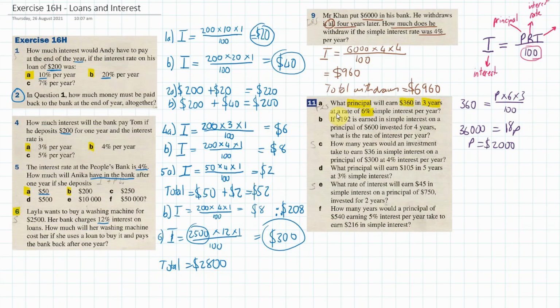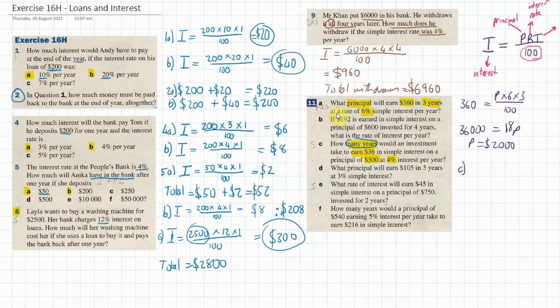Okay, so just be aware, you're not a monkey pressing buttons on a calculator. You're a human being with a brain. So make sure you identify the data that you've got in the question. So let's try the same thing again. How many years would an investment take to earn $36 in simple interest on a principal of $300 at a rate of 4%? So the thing that we don't know is the number of years, time.